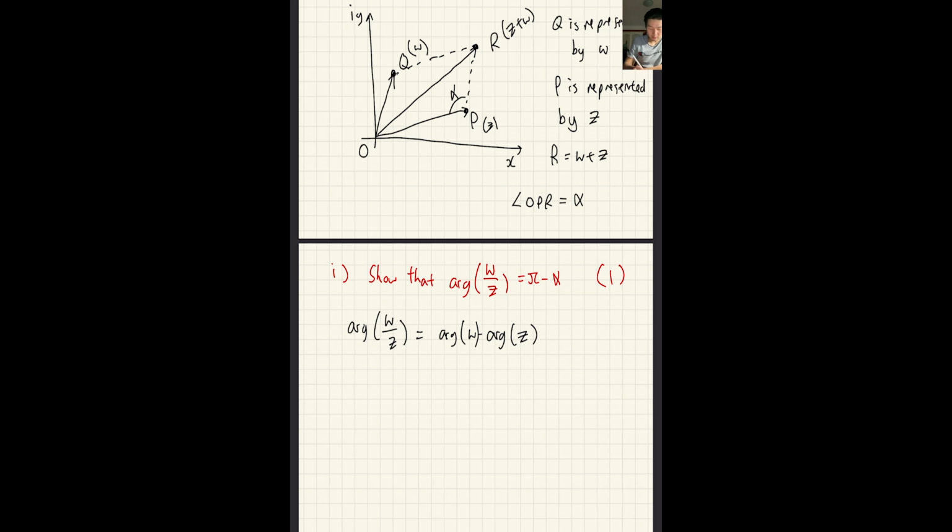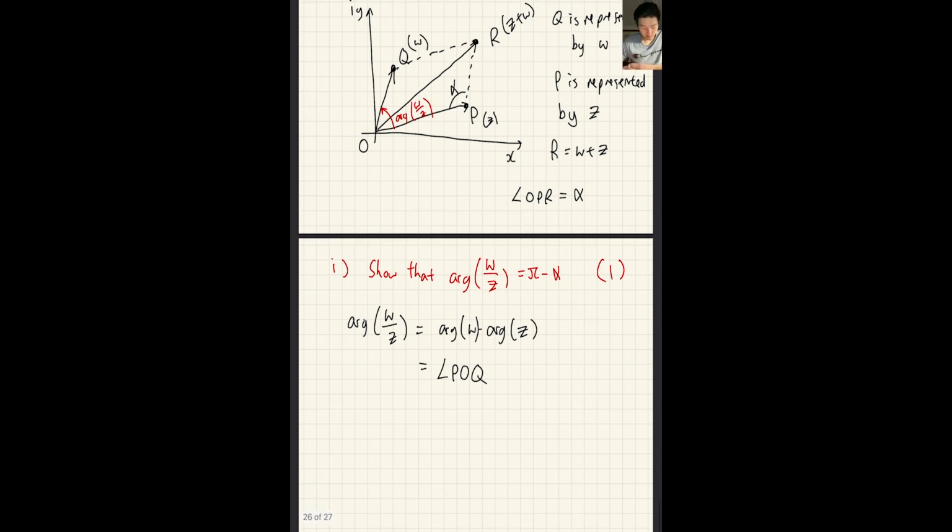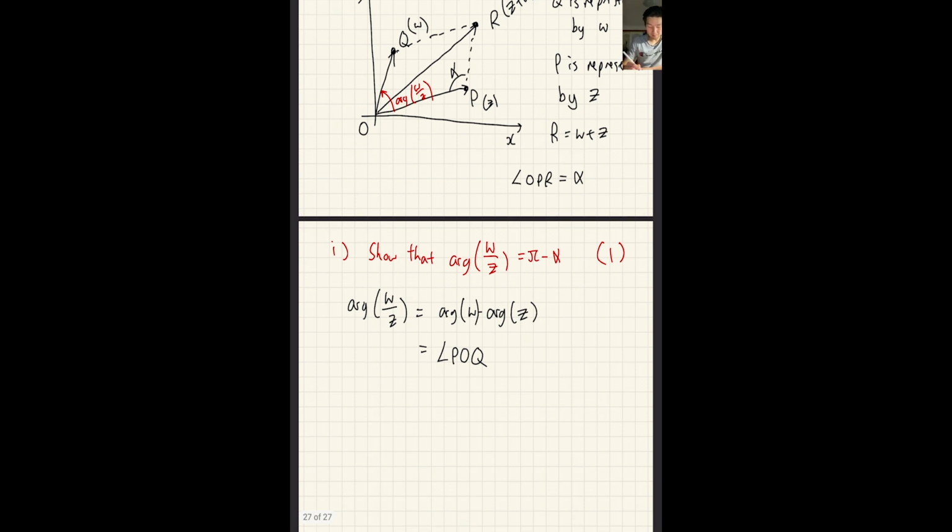So this is going to give us the angle POQ, okay? So I will write that in here. This angle here is arg, goes this way, W on Z. Okay, fantastic. So that's POQ.